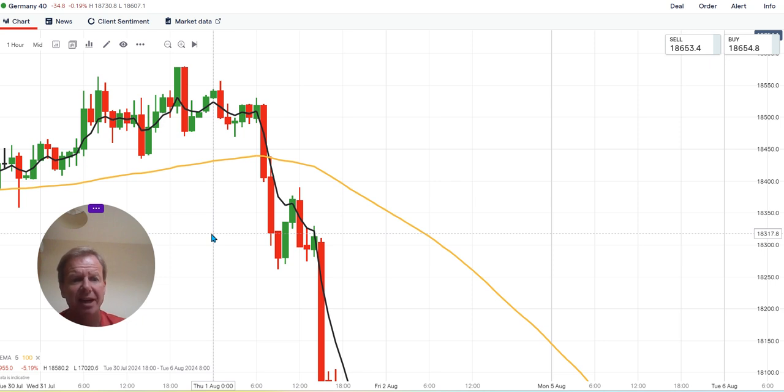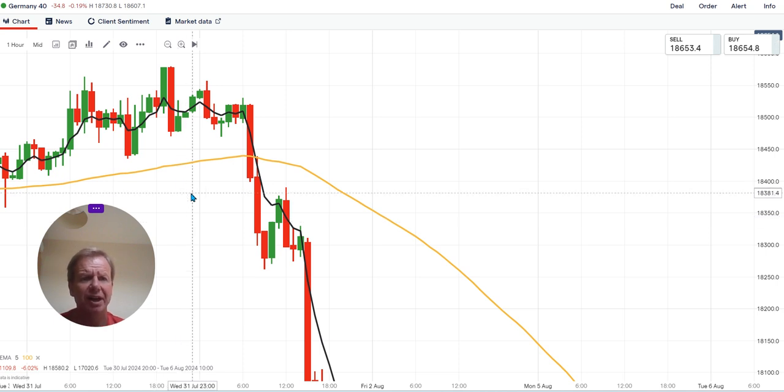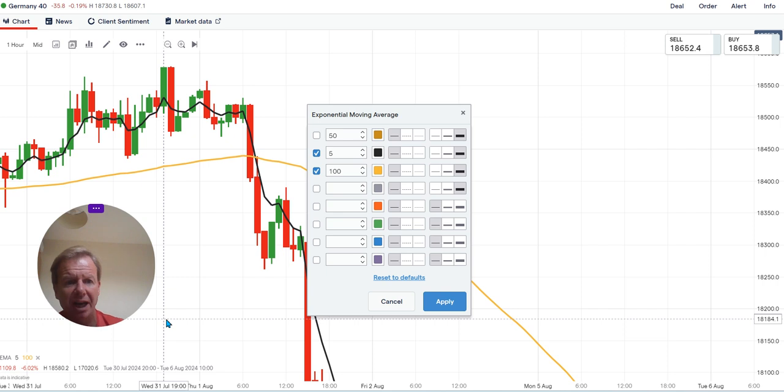And what traders will do is they will plot them, and when the shorter term moving average goes over the longer term moving average, that would be a buy. When it goes the other way, it's a sell. It's as simple as that. But as I say, you can have many permutations. And on here, I've got the two moving averages, okay, and I've got a 5 and 100.